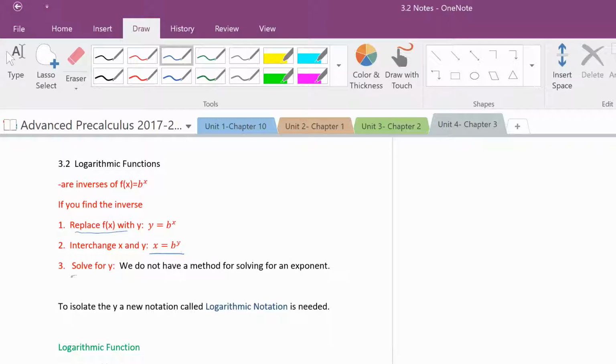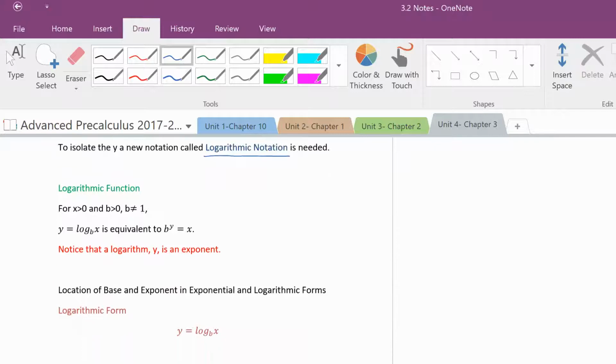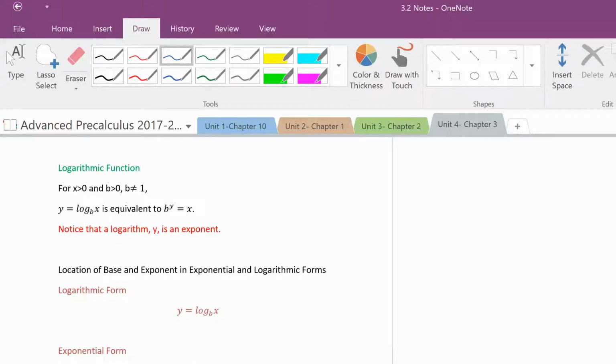And now you're supposed to solve for y, but the problem is there's no way algebraically to get that y out of the exponent. So in order to isolate the y, logarithmic notation was created so that you could have the inverse function of an exponential. So the logarithmic function y equals log base b of x is equivalent to b to the y equals x.